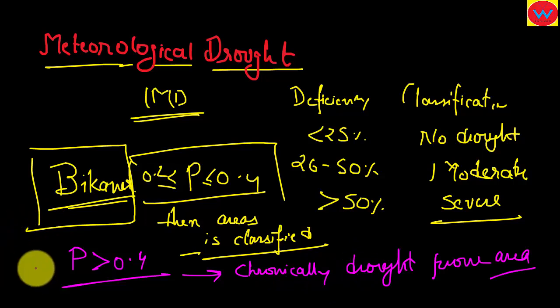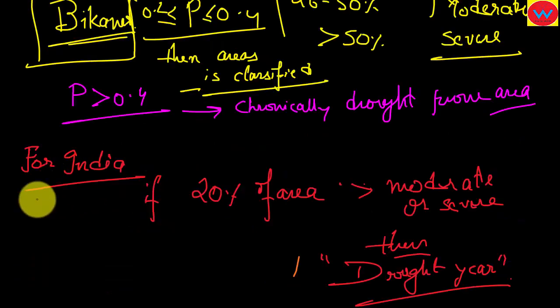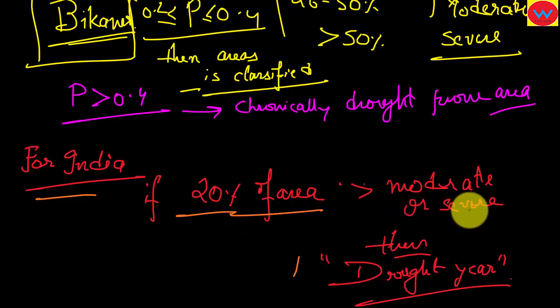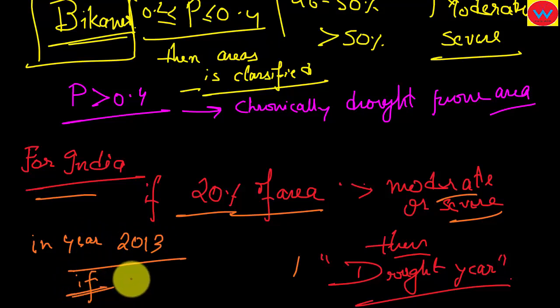In India, a year is considered to be a drought year only if the area affected by moderate or severe drought is more than 20% of the total area of the country. For India, a year is said to be a drought year if 20% of the total area of the country has experienced moderate or severe drought. For example, in the year 2013, if the drought affected areas are 20% or more of the total area of the country, then that year is called a drought year for our country India.